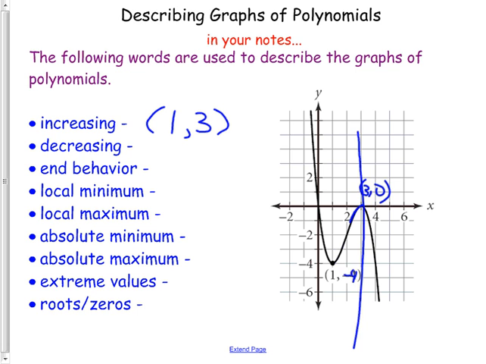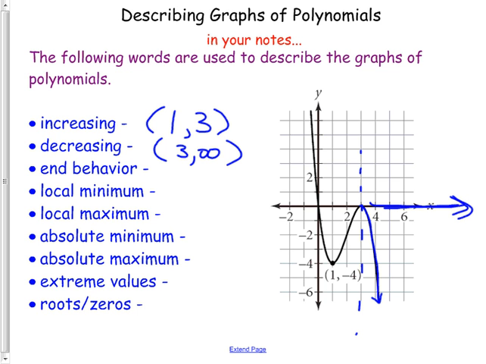So, if I was talking about this part right here, if it goes forever, I say it's decreasing from where to where? 3 to infinity. It's not how far down it goes, it's that it's going that forever this way. From here, forever that way, it will be going down. So from 3 to infinity.